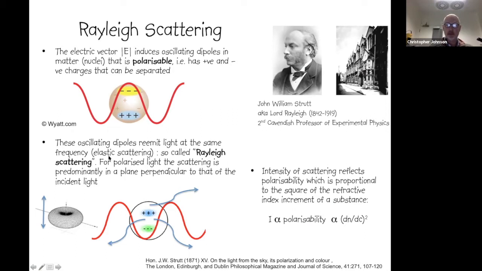and so this is a form of elastic scattering. The wavelength of light emitted is the same, and this is so-called Rayleigh scattering. If we induce scattering with polarized light, so there's only one electric vector, the scattering is predominantly in a plane which is perpendicular to that of the incident light. Here you can see the electric vector of the polarized incoming light, and this is the emission of the scattered light.